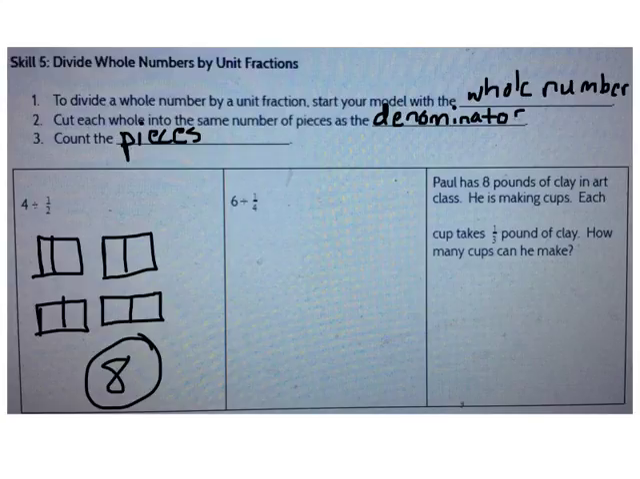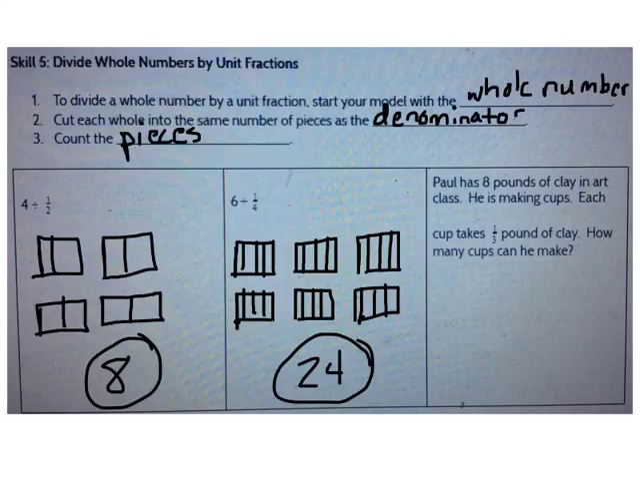Now you try one. What's 6 divided by 1/4? Go ahead and enter your answer in the box now. The correct answer is 24. We also saw word problems dividing whole numbers by unit fractions. Paul has 8 pounds of clay in art class. He is making cups. Each cup takes 1/3 pound of clay. How many cups can he make?